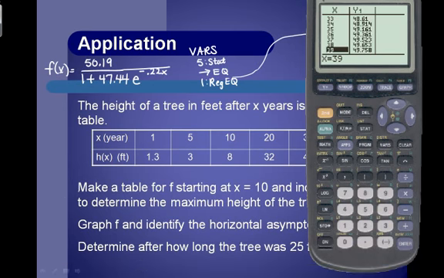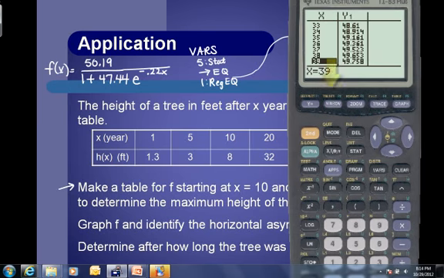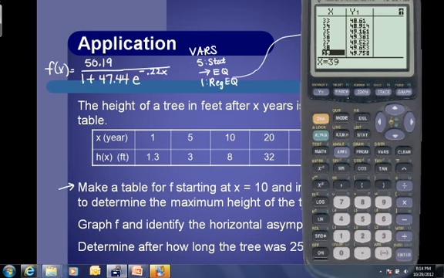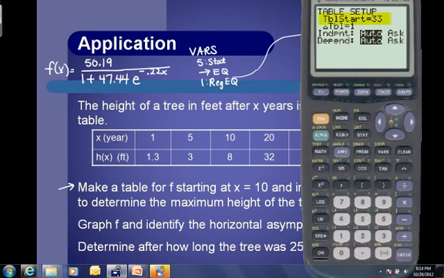So what the direction said was, let's make a table, let's start it at 10, and let's increment it by 10. So what I want to do is go up here, it's hard to see, but right above window it says table set. So go into second table set. We are going to start our table at 10. Now that triangle table means change in table, so we want to increment it by 10.